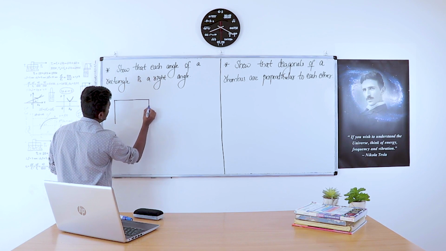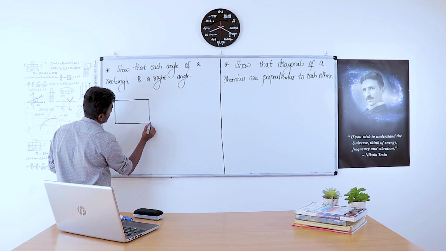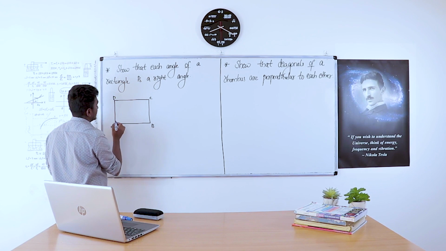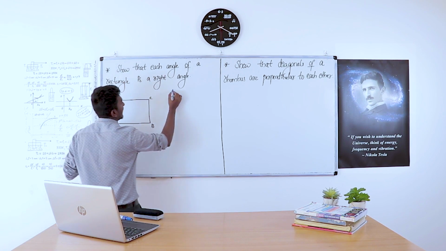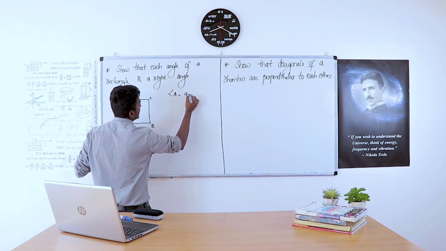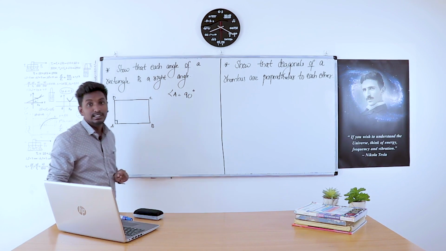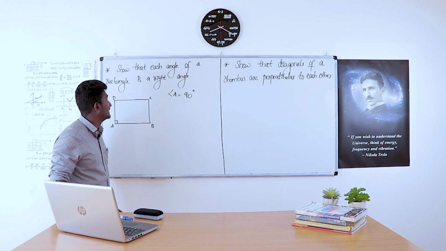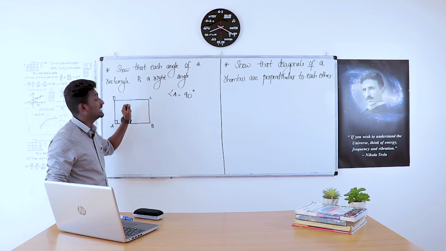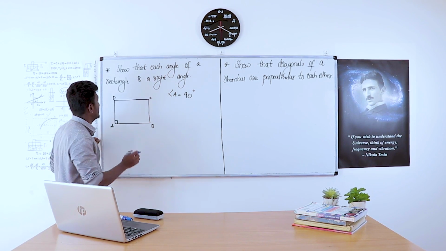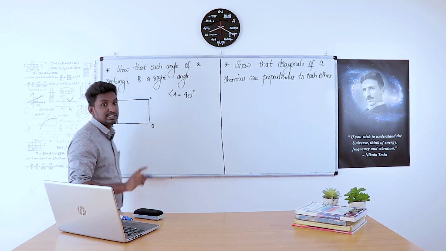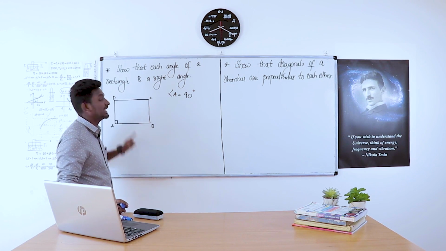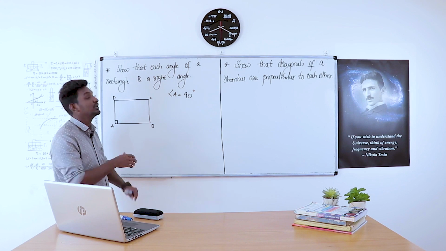And this is my parallelogram. I am naming it A, B, C, D. And one angle is 90 degrees, that means angle A is equal to 90 degrees. A rectangle is simply a parallelogram with one angle 90 degrees. So I am taking A as 90 degrees. Now we have to prove all the angles are 90 degrees. That means we have to prove angle B, angle C and angle D are 90 degrees. That we need to prove.